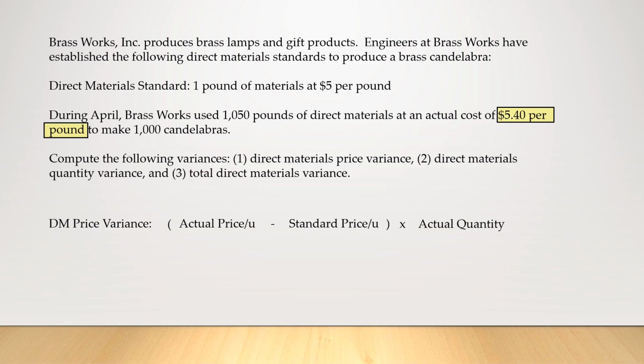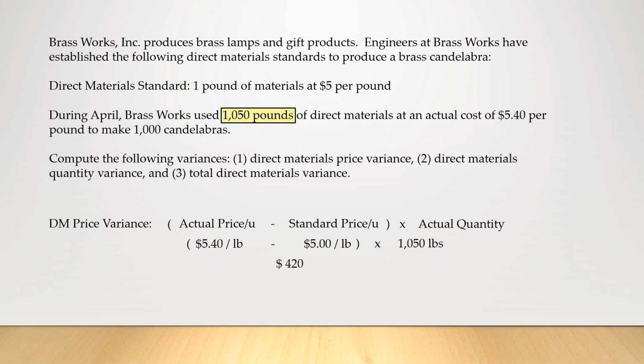The actual price is $5.40 per pound. The standard price is $5 per pound. Take that difference of 40 cents and multiply it by the actual quantity, 1,050 pounds. The variance will be $420. Favorable or unfavorable? Unfavorable because the actual price is greater than what was budgeted.